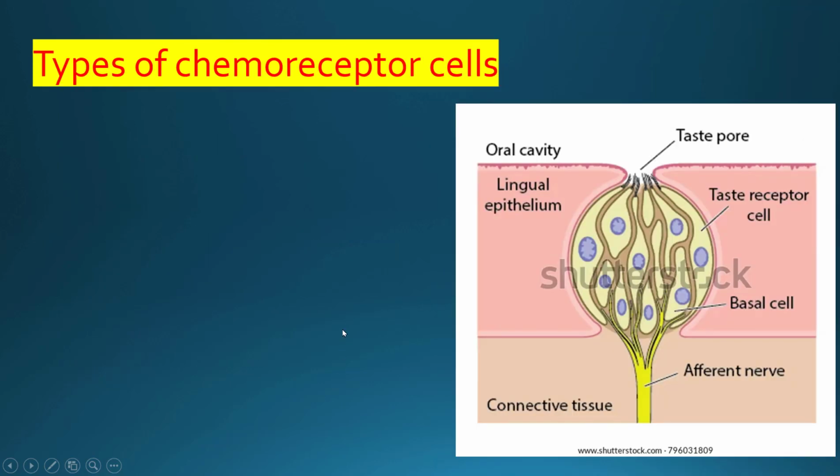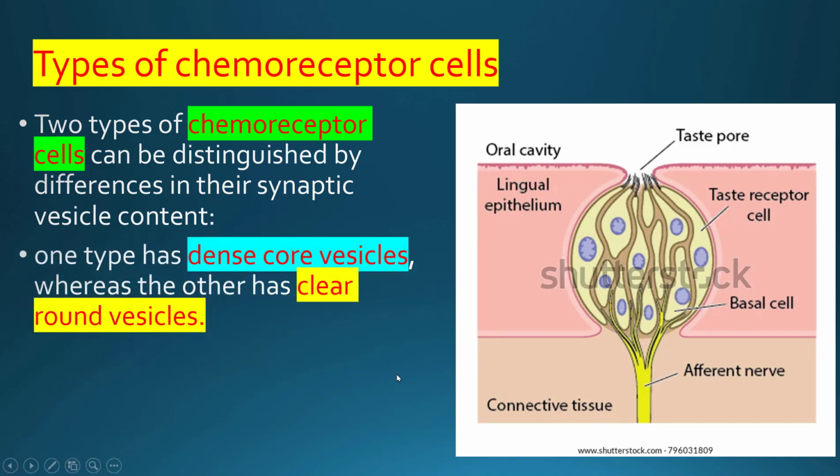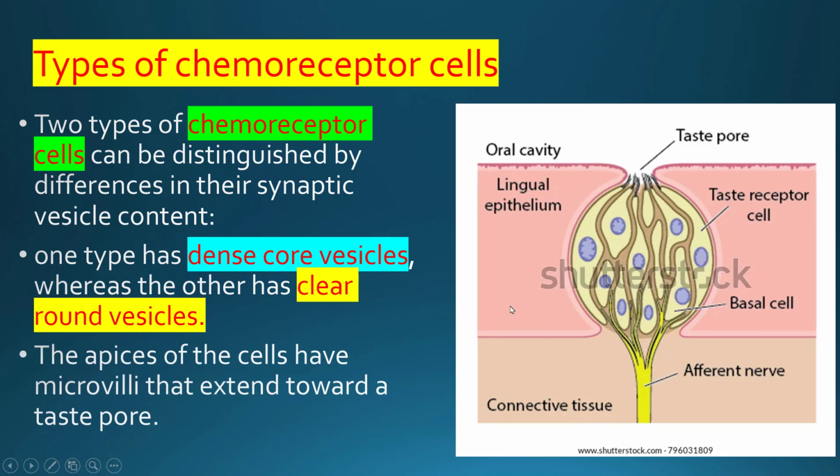Types of chemoreceptor cells. There are two types of chemoreceptor cell, which can be distinguished by difference in their synaptic vesicle content. These are the vesicles and their content. One type has dense core vesicles, whereas the other has clear round vesicles. In this you can see that the vesicles are dense, and in the other they are clear and round. The apices of the cell have microvilli that extend towards a taste pore. Here you can see that these are the microvilli, which extend to a depression which is called the taste pore.